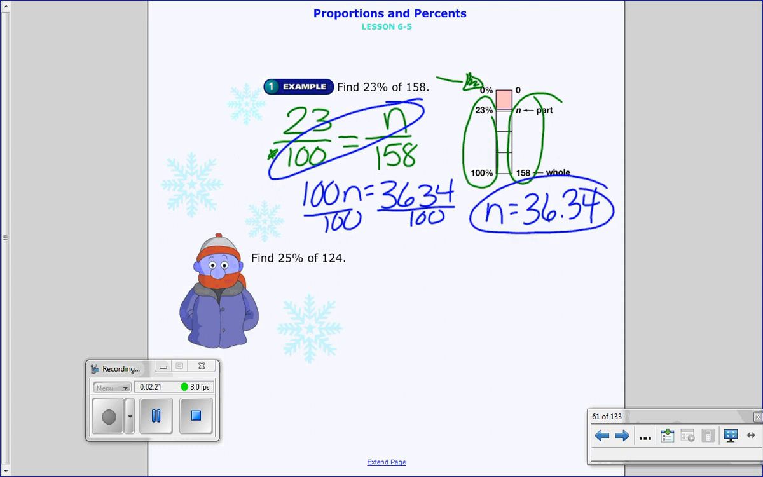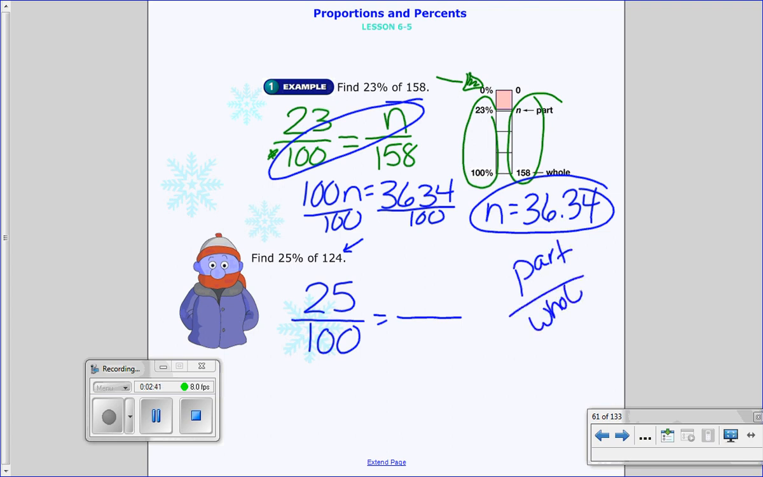And again, we have this one. This time they don't give us a picture. So I'm going to give you this little clue here. All right, again, we know the percentage is 25 out of 100. But here, we need to figure out where does that 124 go? Well, whenever they talk about part versus whole, part is always on top, whole's on the bottom.